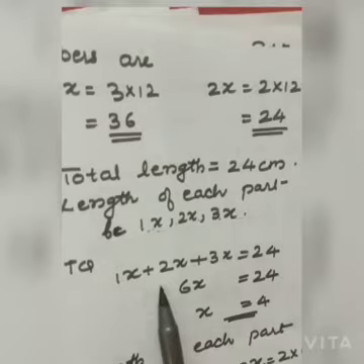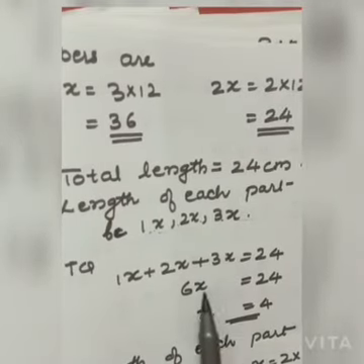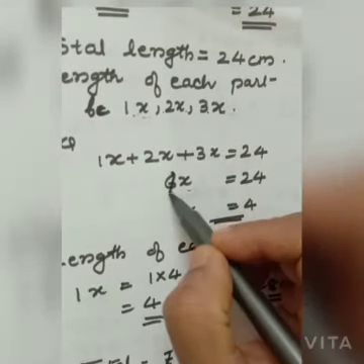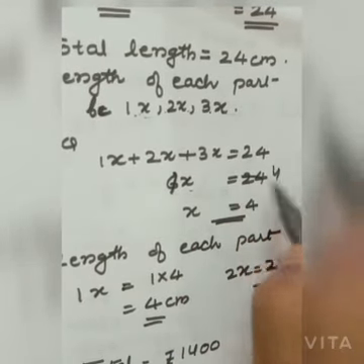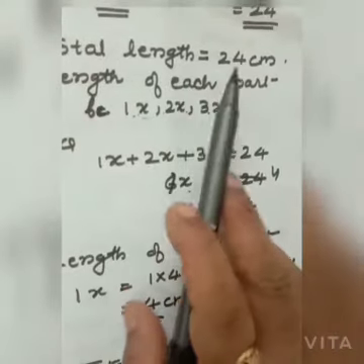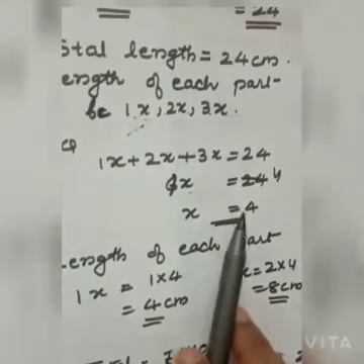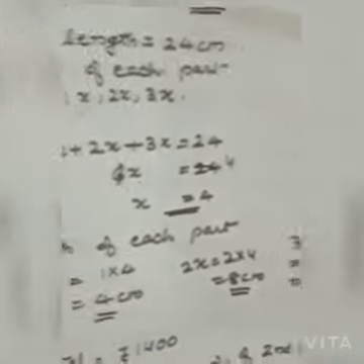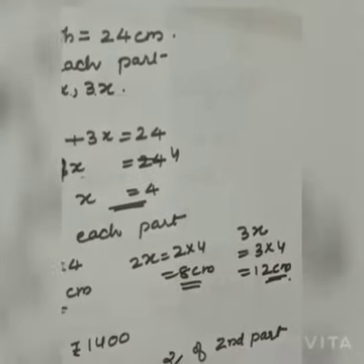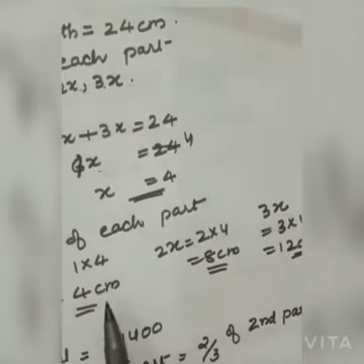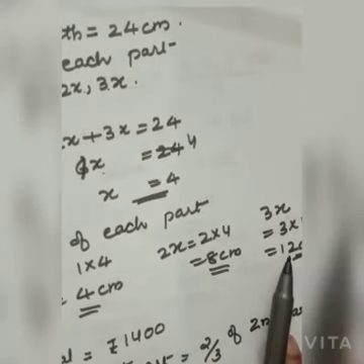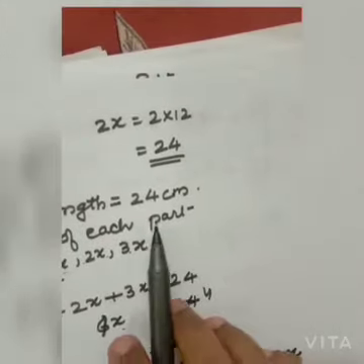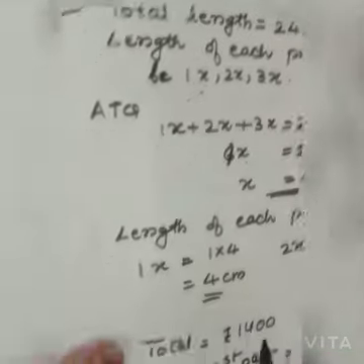Then 1 plus 2 plus 3, 6x equal to 24. x equal to 4, 6 table you can cut out. 6 4s are 24. In place of x, you have to put 4. 1 into 4, 4. 2 into 4, 8. And 3 into 4, 12 centimeters. Cut piece lengths are 4, 8, 12. Add it: 12 plus 8, 20 plus 4, 24. Total length is how much? 24 centimeters. Next question.